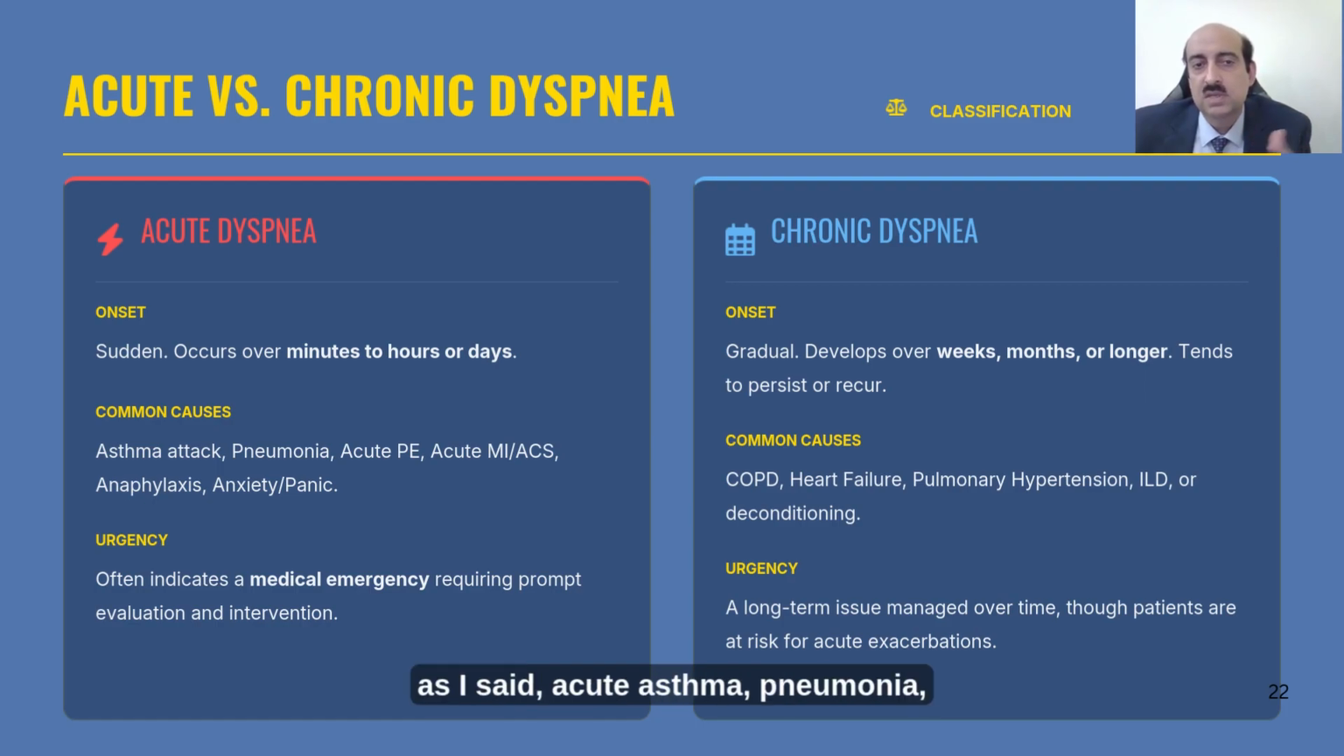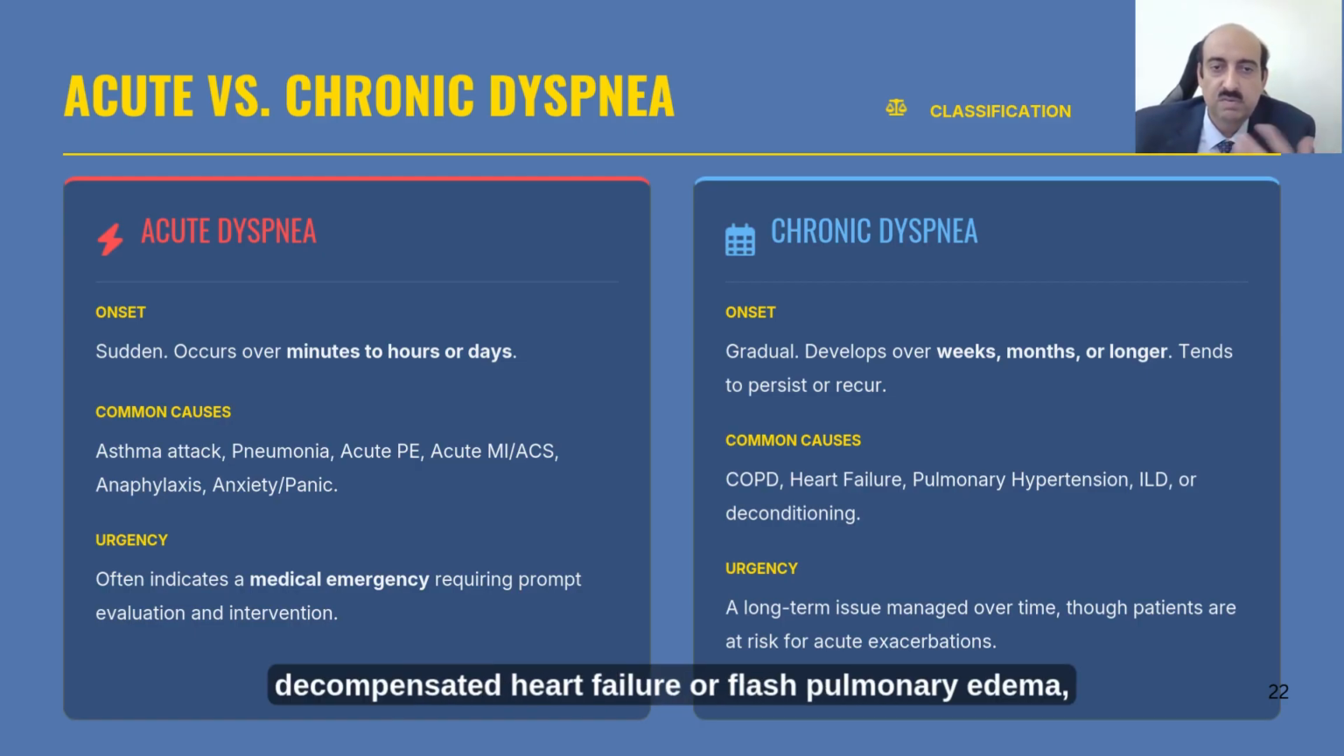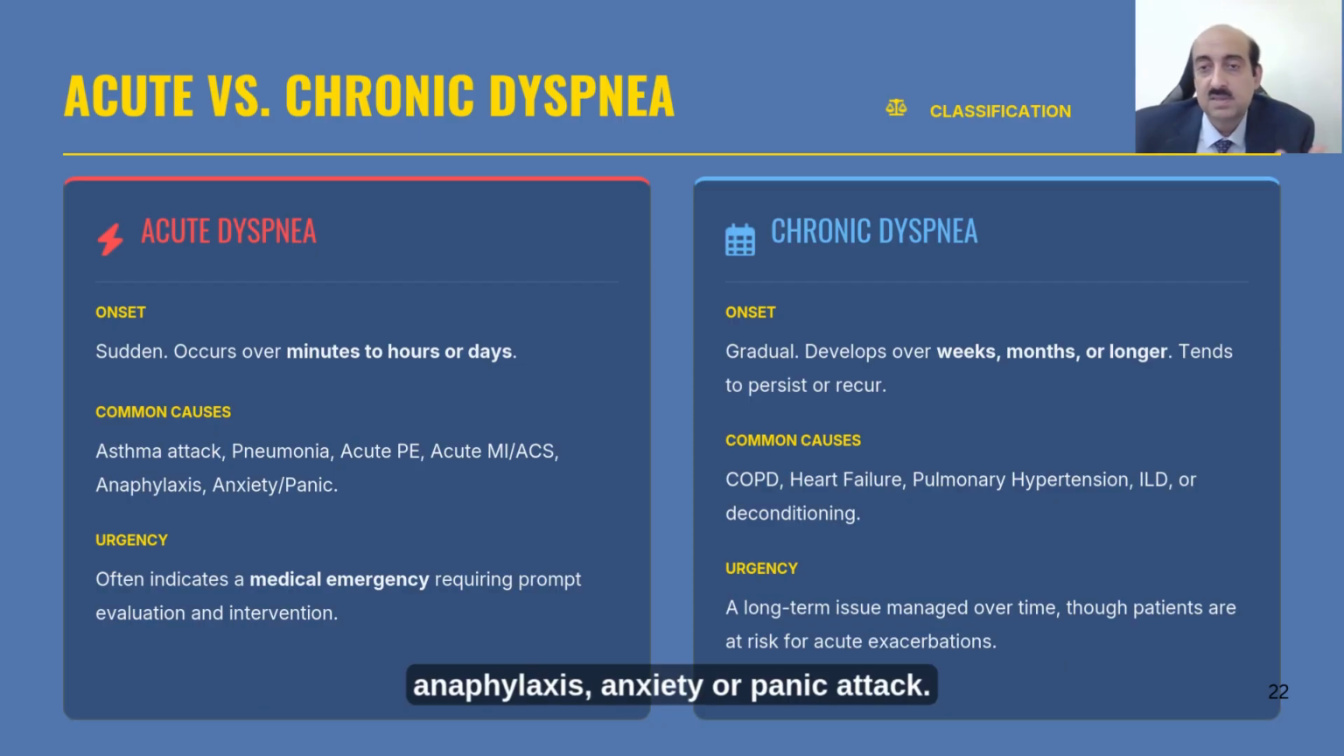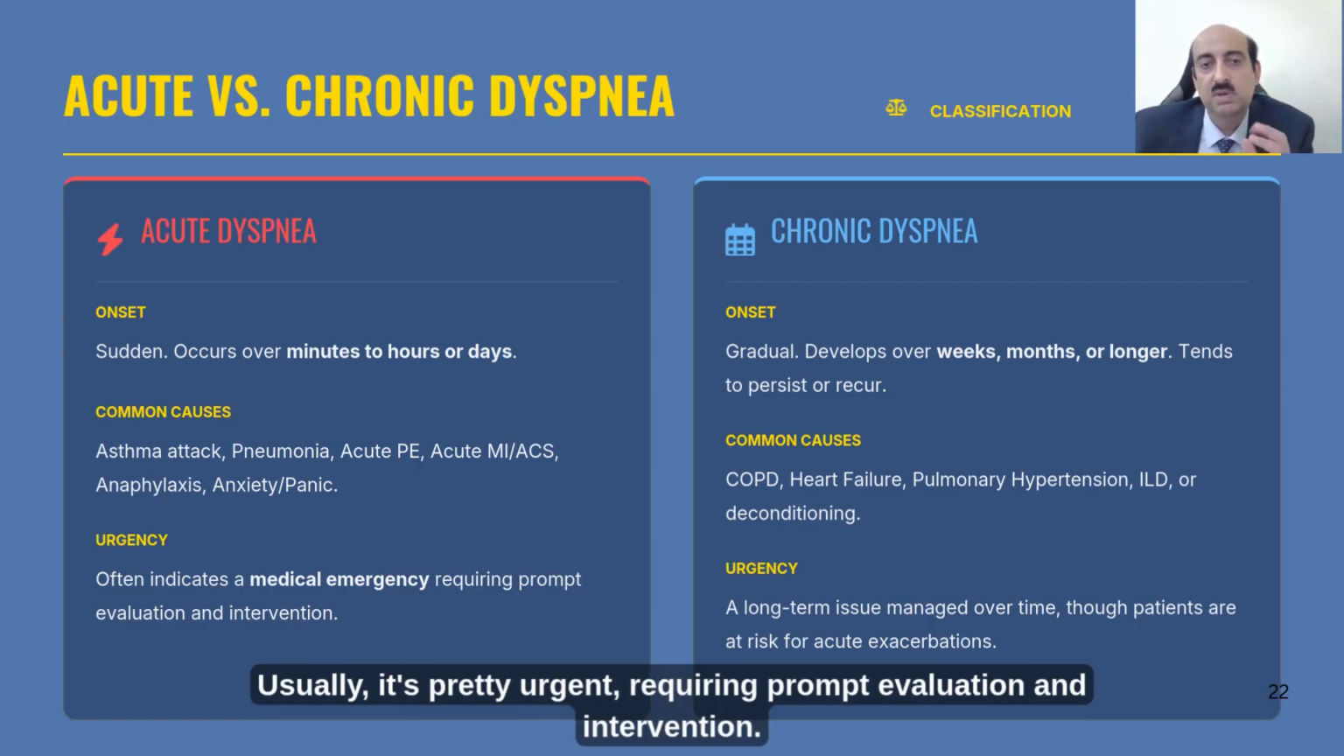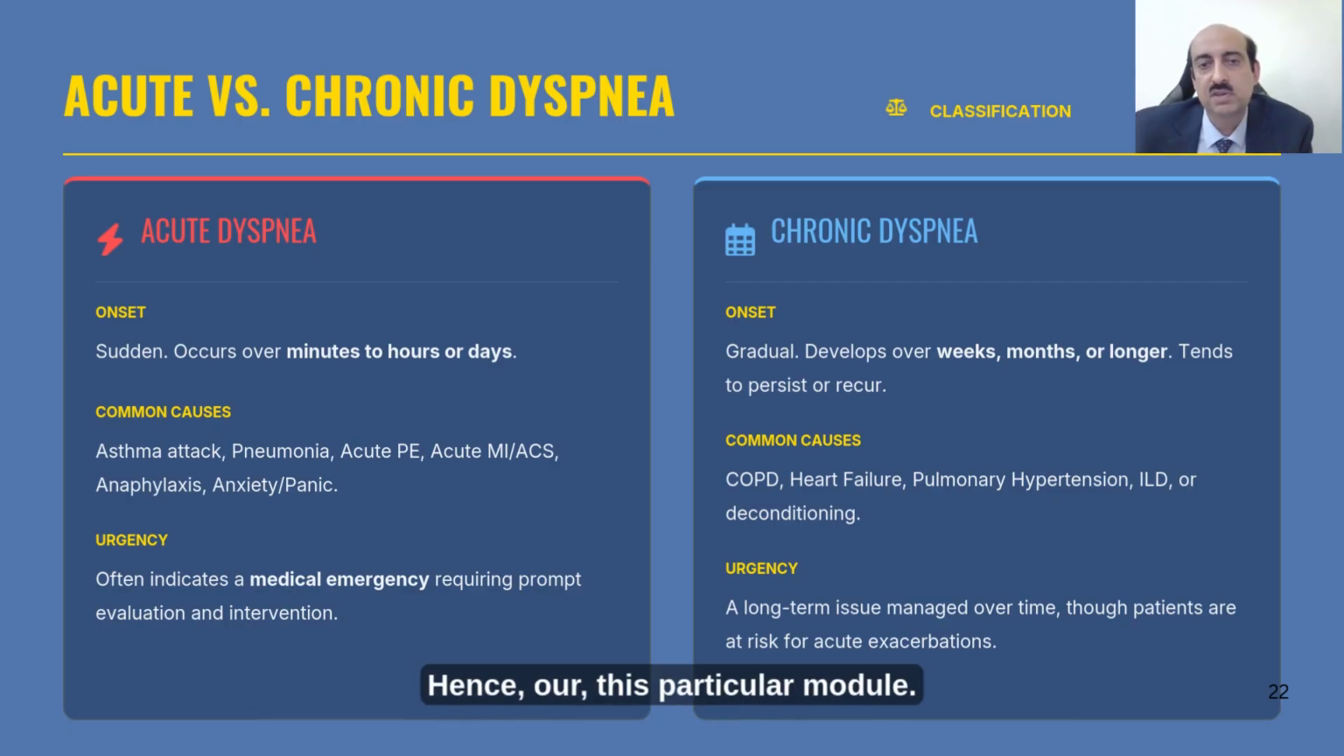The common causes, as I said, acute asthma, pneumonia, acute pulmonary embolism, acute MI leading to decompensated heart failure or flash pulmonary edema, anaphylaxis, anxiety or panic attack. The urgency is because of the rapidity of onset of the presentation and the seriousness. Usually it's pretty urgent, requiring prompt evaluation and intervention, hence this particular module.